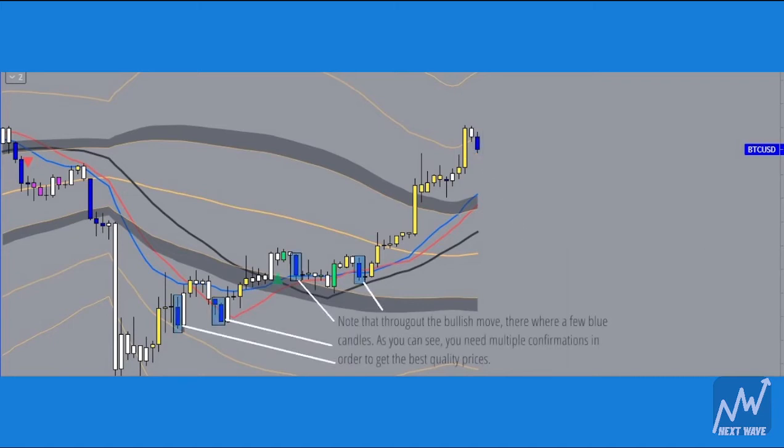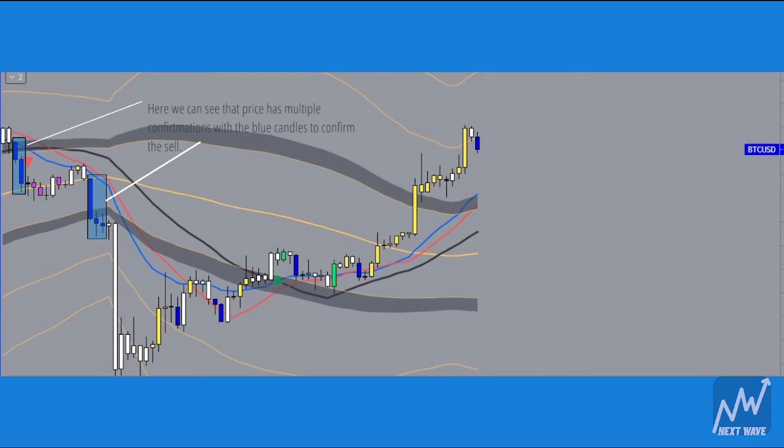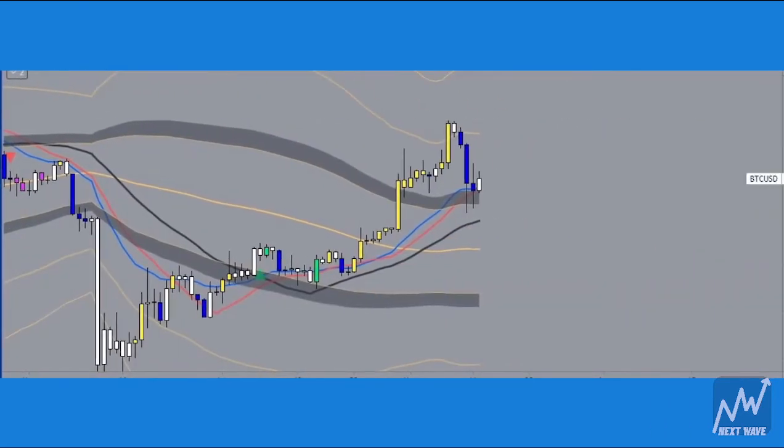Note that throughout the bullish move, there were a few blue candles. As you can see, you need multiple confirmations in order to get the best quality prices for your trades. Here we can see that price has multiple confirmations with the blue candles to confirm the sell. Price used the zone where the 2nd deviation is at and started to go bearish and printed a few blue candlesticks.